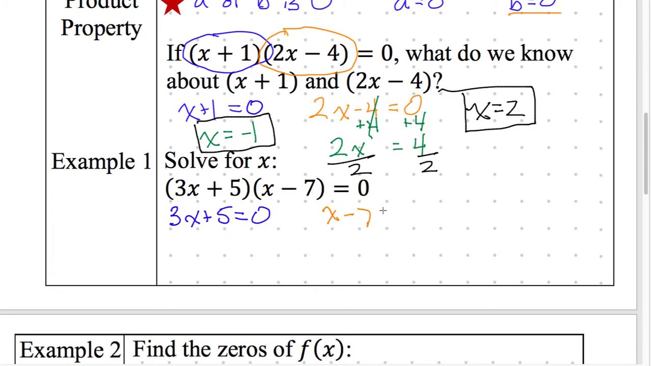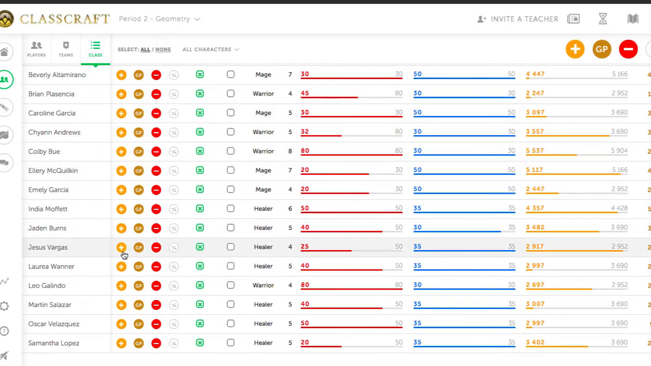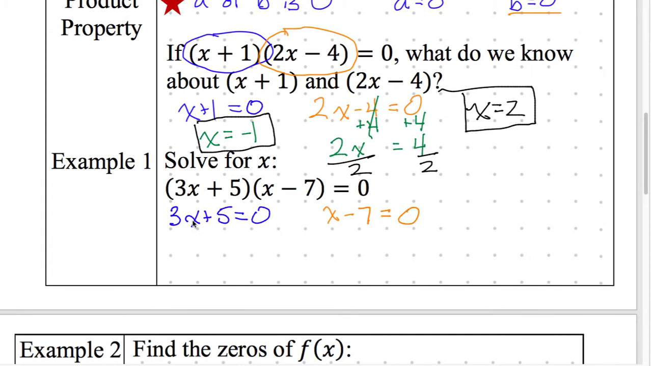There it is. Thank you, Chewy. Yeah, you set it up perfectly. You set both halves equal to 0. All right, and then from there, I need to solve both sides. Everyone should be comfortable doing that on your own. You will get a fraction for one of them. Thank you, Chewy. Go ahead and do that now.